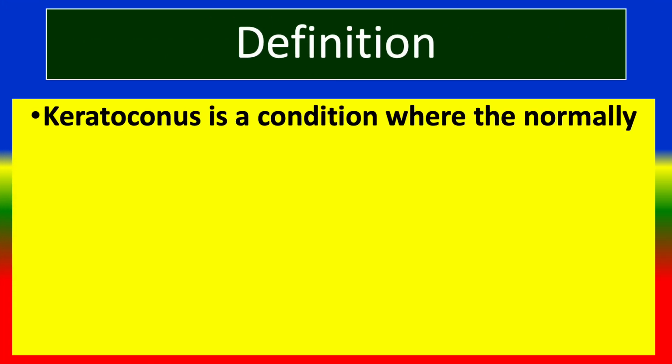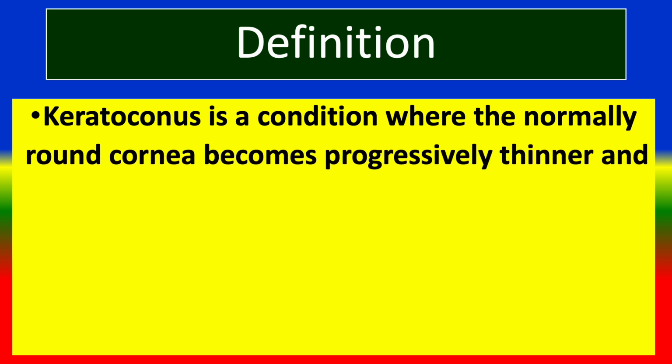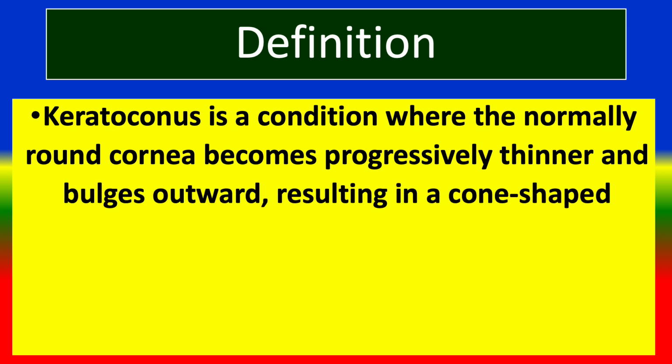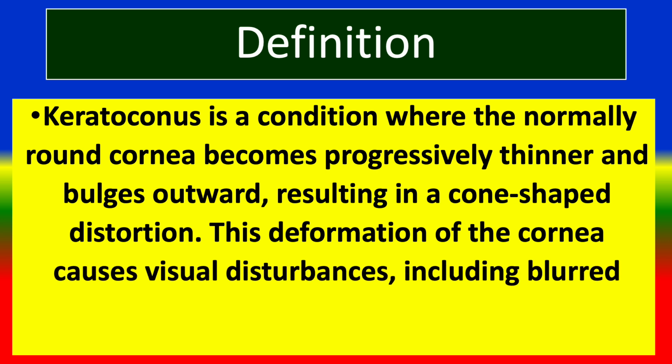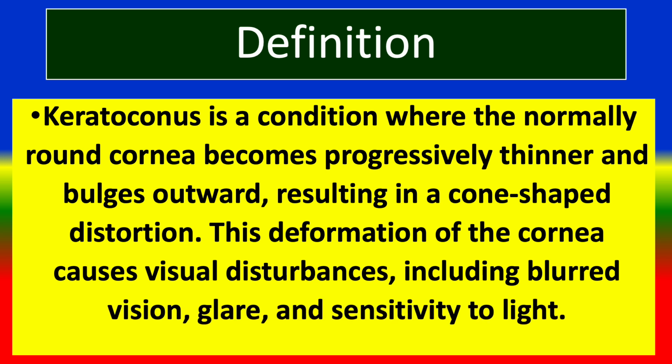Definition. Keratoconus is a condition where the normal round cornea becomes progressively thinner and bulges outwards, resulting in cone-shaped distortion. This deformation of the cornea causes visual disturbances including blurred vision, glare, and sensitivity to light.